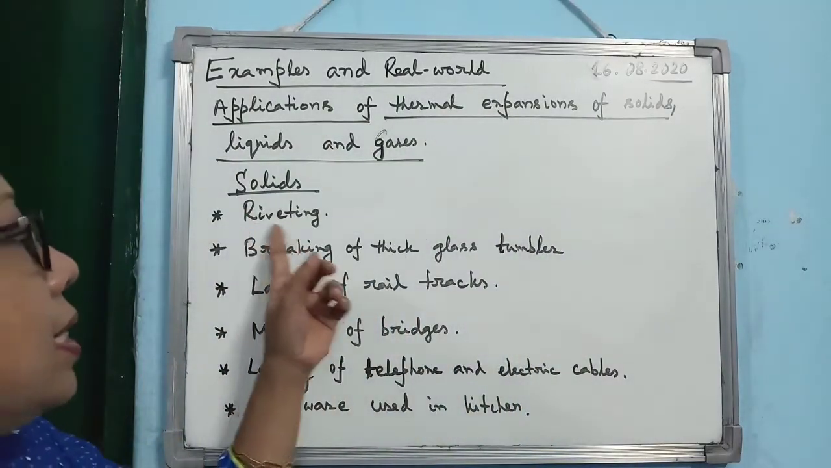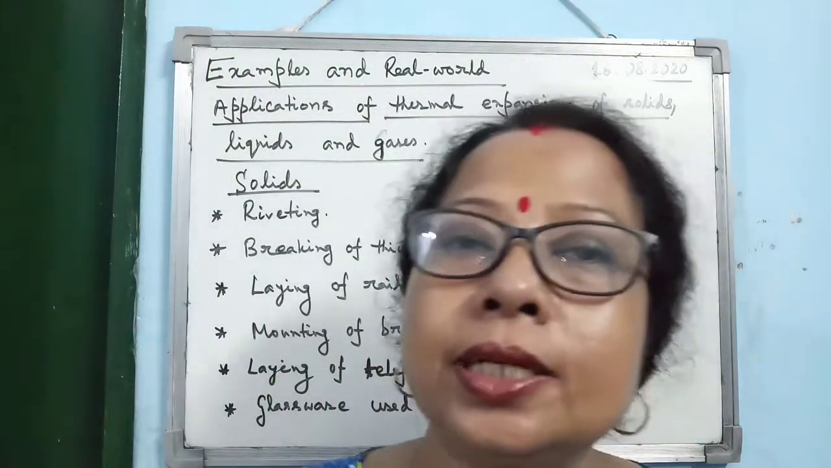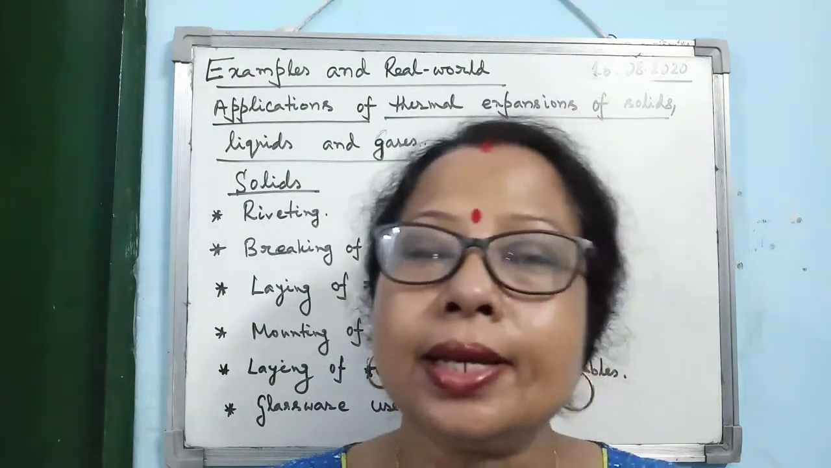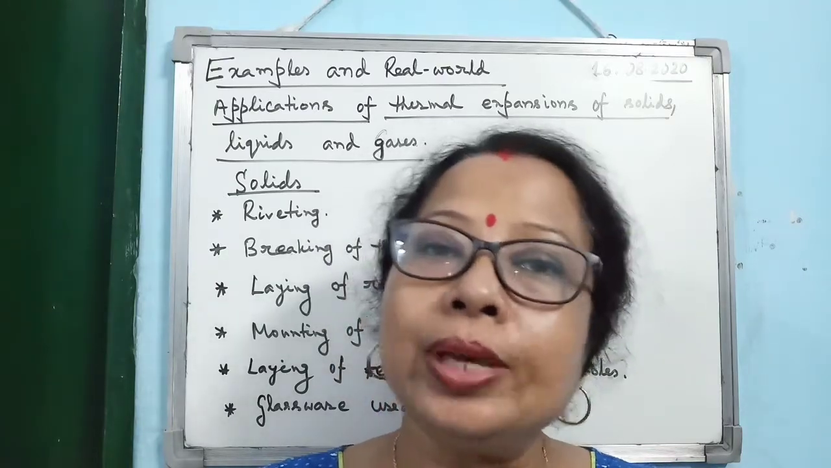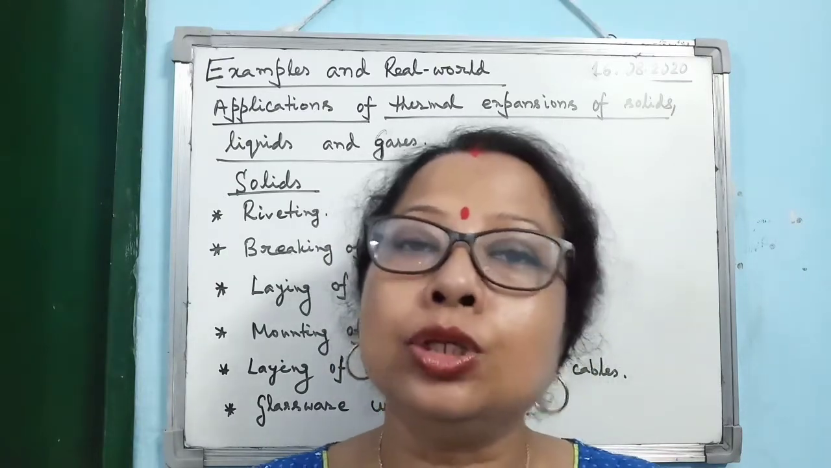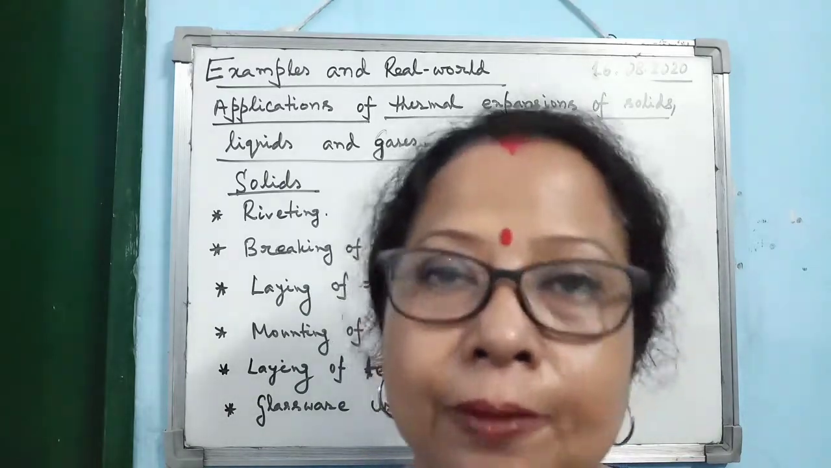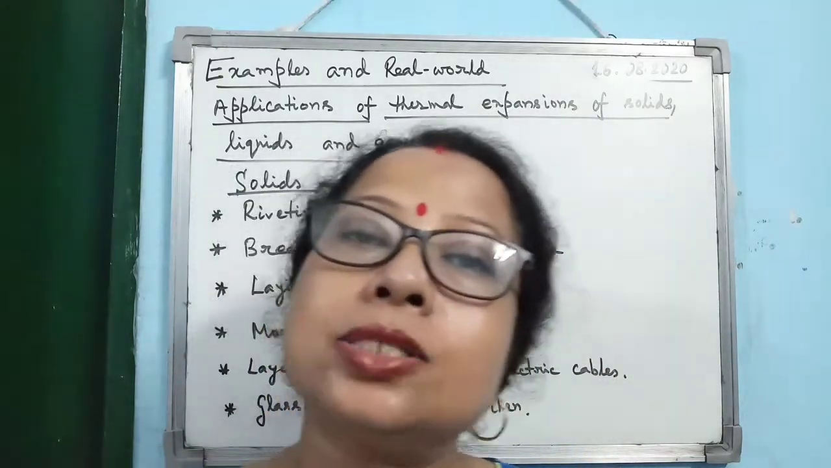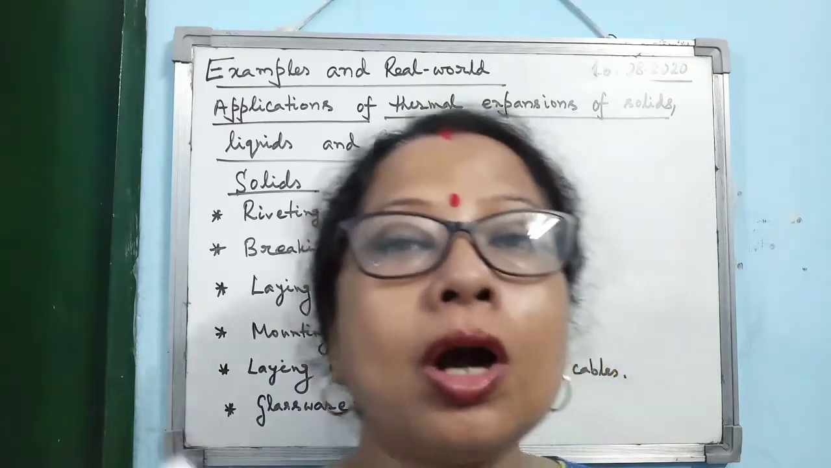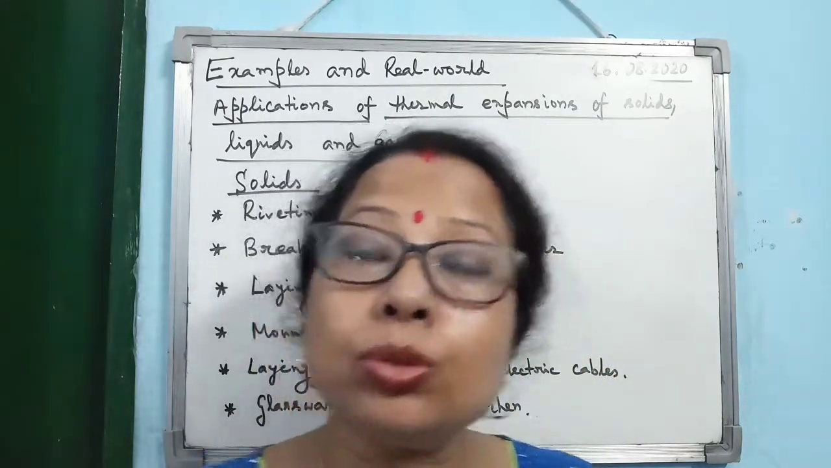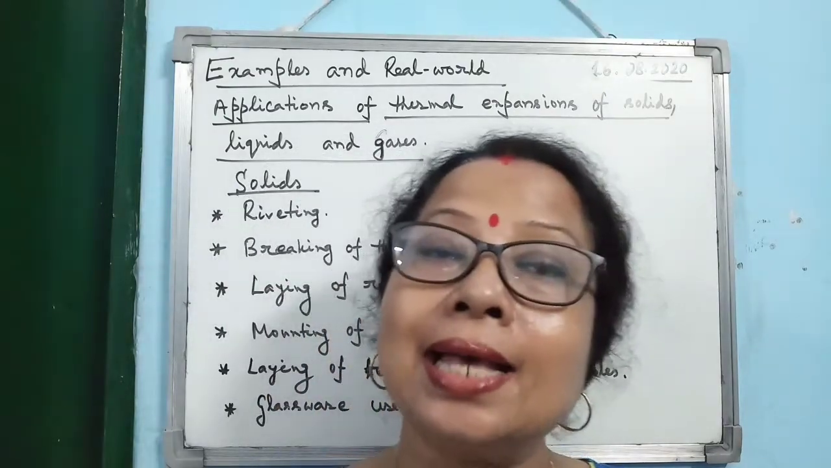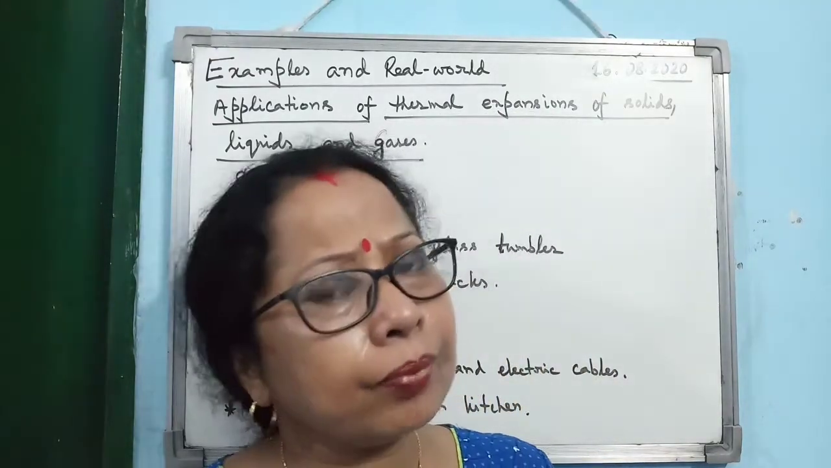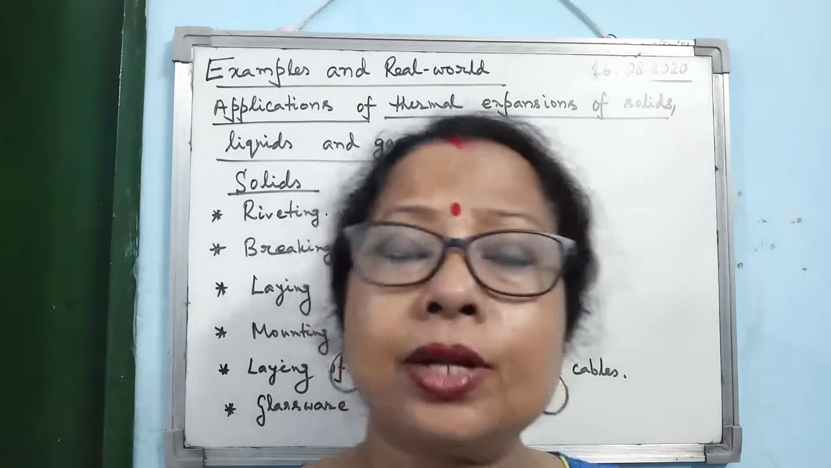First example is riveting. Now the question is, what is a rivet? A rivet is nothing but a small piece of steel rod which is used to join two metal rods together. That is known as a rivet. Okay. How riveting is done, that you understand.